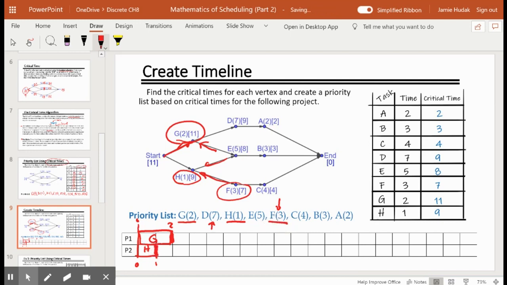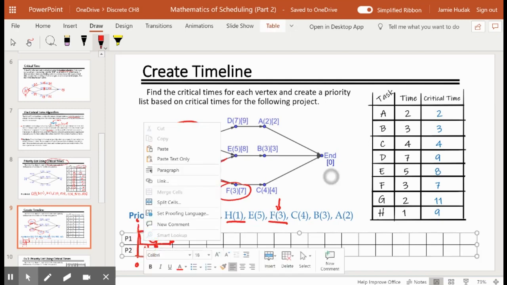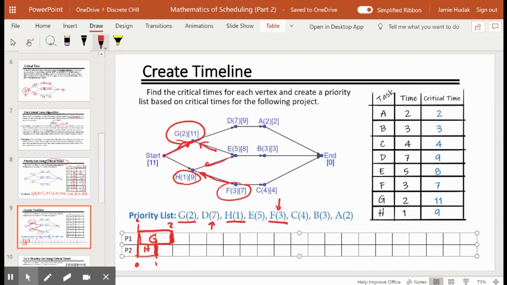I'm going to underline it saying that I'm putting it on the schedule. And since it's 3 units of time, 1, 2, 3, put an F in there. 1 plus 3 brings us to 4. And now I go back to the beginning of my priority list and I say, can I schedule D now?